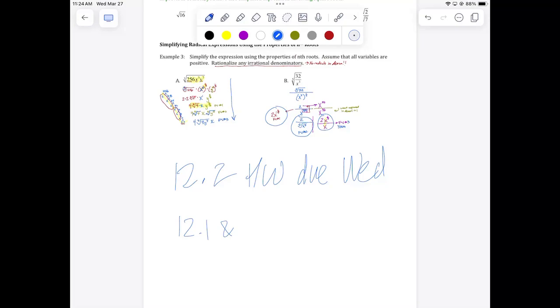12.1 and the review that we did, page 2. That's due when? Yeah, tomorrow at, I think I said at 4:20. And this is due at 9 a.m. Okay, and you have all day tomorrow to work on any one or all of those three. Sound good? Sounds good to me. Okay.